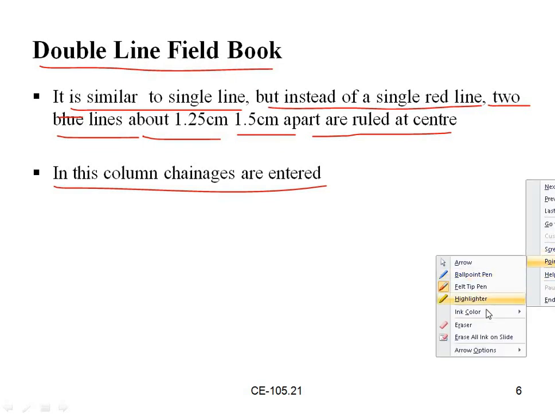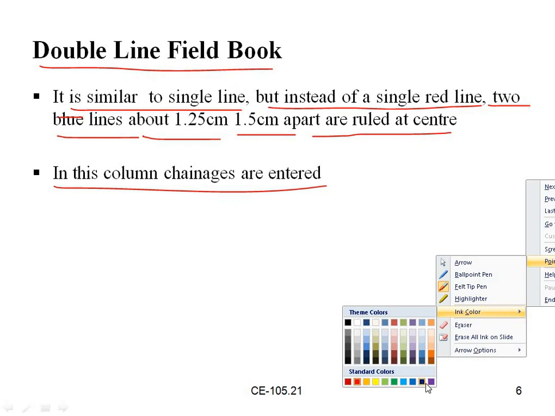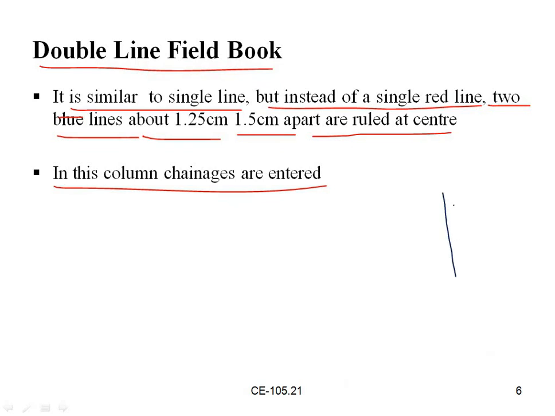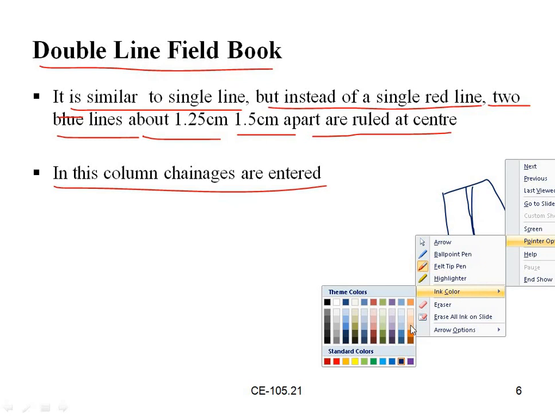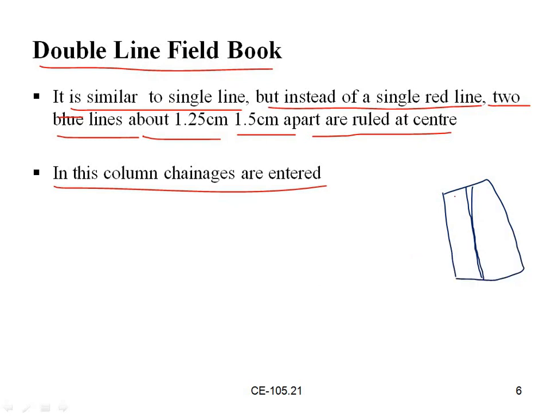You can see this is the field book. Here a single red line and two blue lines are entered. These are the two blue lines, and another red line will be there. That is the single red line.